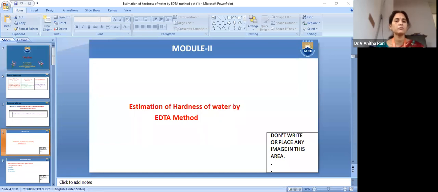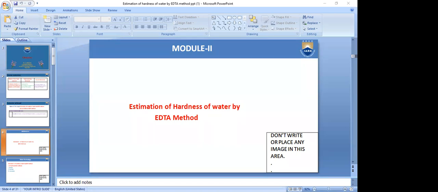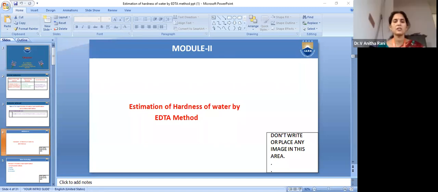Okay, following this method, that is the EDTA method. So what is meant by EDTA? EDTA means ethylene diamine tetraacetic acid. Ethylene diamine tetraacetic acid. So we will take the chemicals.